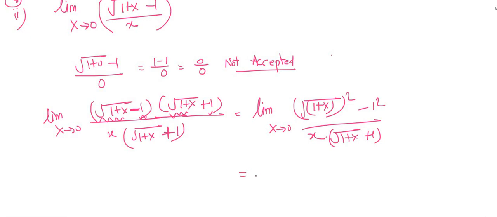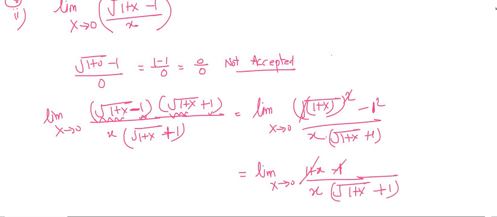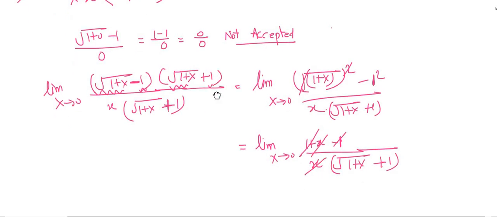Now simplify it. Limit x is going to 0. This square means under root will disappear. 1 plus x minus 1 by 1 square is what? 1 square is 1 only. x root of 1 plus x plus 1. So here 1 and 1 cancel. Here x and x cancel. ठीक है?